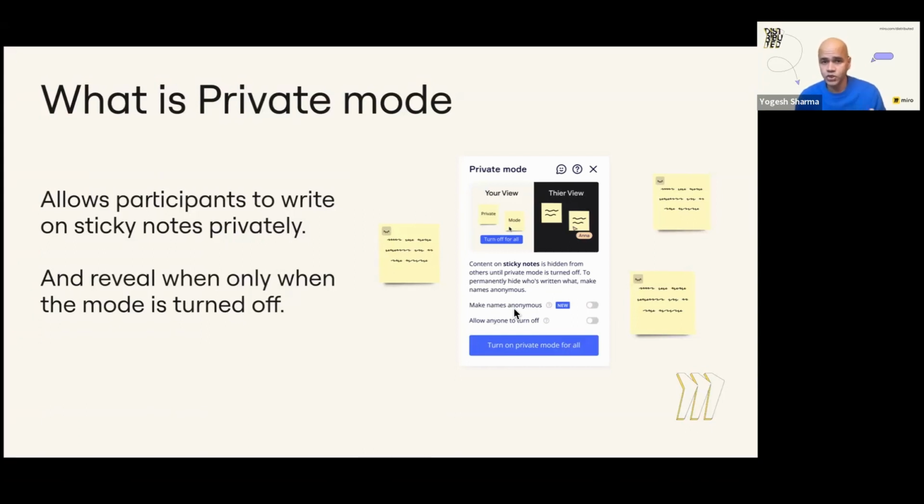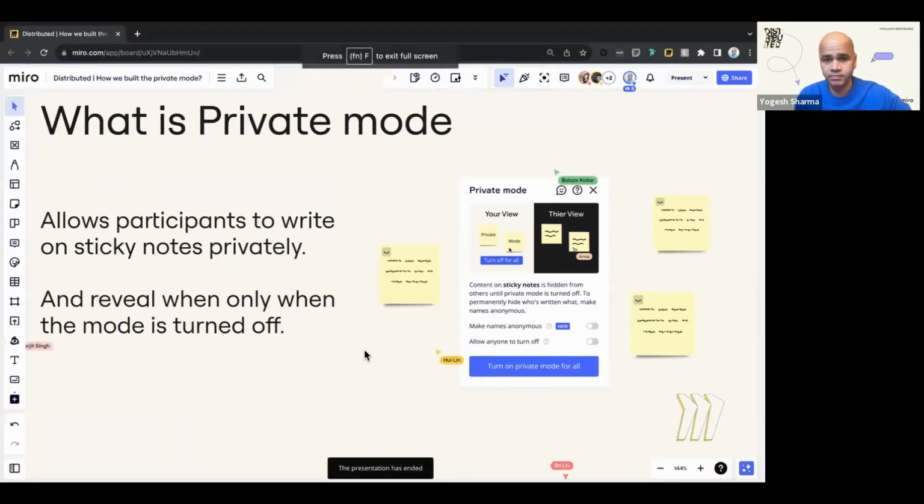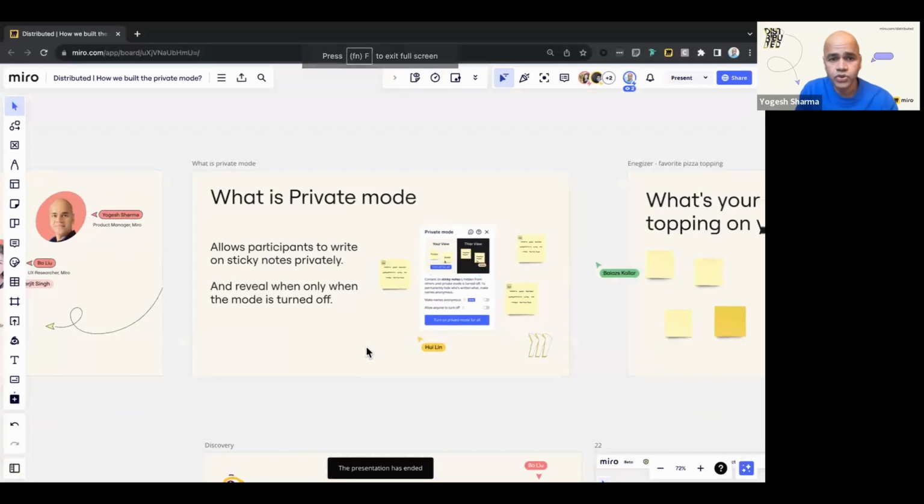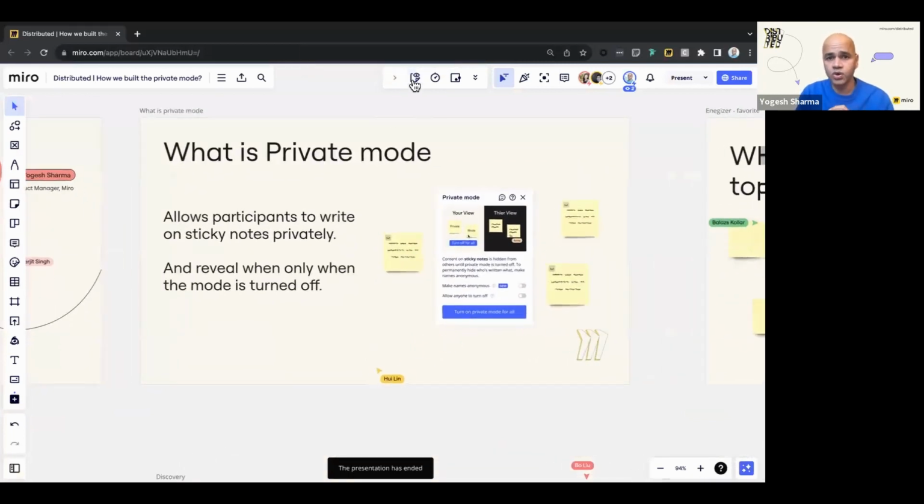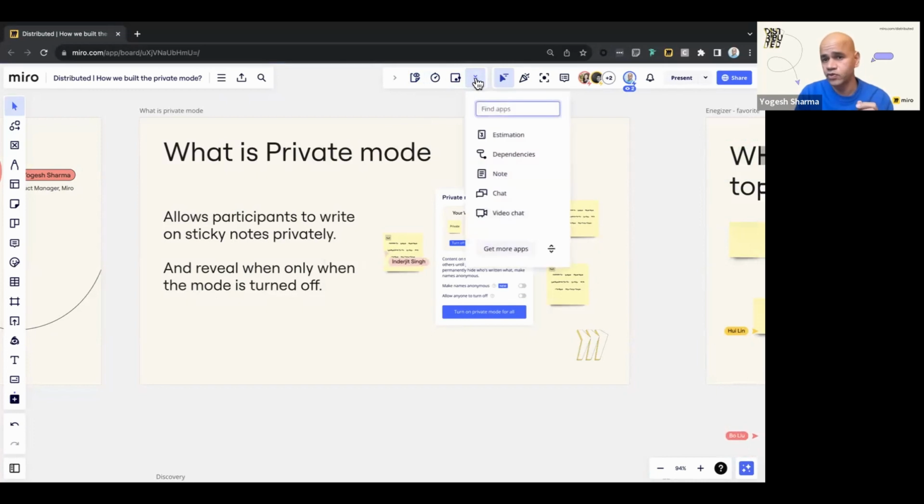Now, we will show you how this feature really works. For that, I'll exit the presentation mode for a bit. To use this feature, go to the top, and in the apps list you will see private mode. This is a little sticky icon with an eye icon. If you don't see it at the top, you can open the more apps drop down and you will definitely find it there.